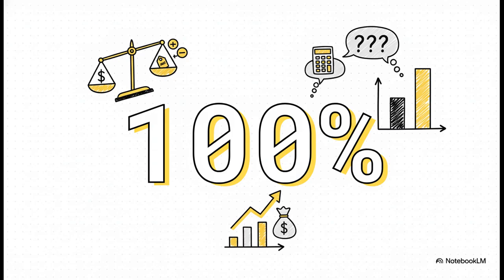Using those exact same numbers, the £50 profit divided by the £50 cost, you get a 100% markup. So a 50% margin and a 100% markup can be used to describe the exact same transaction. And this is why knowing which term your supplier is using is absolutely vital. You have to make sure you're both speaking the same language.